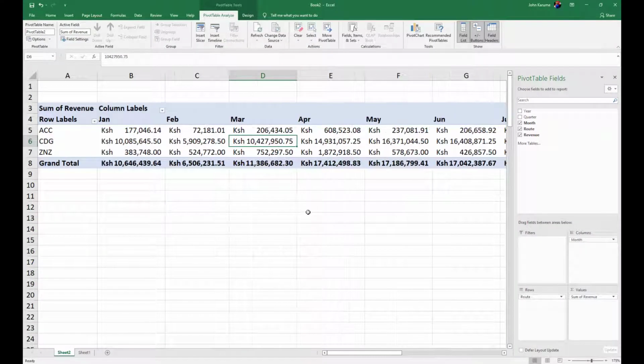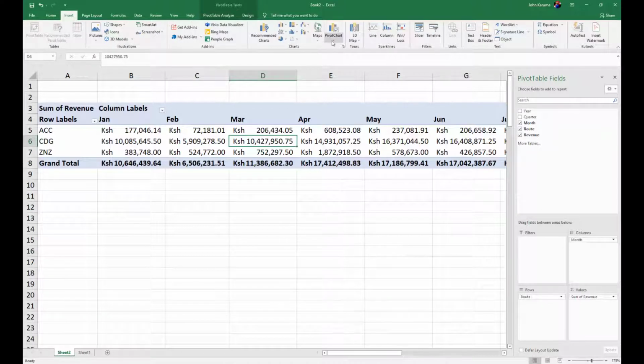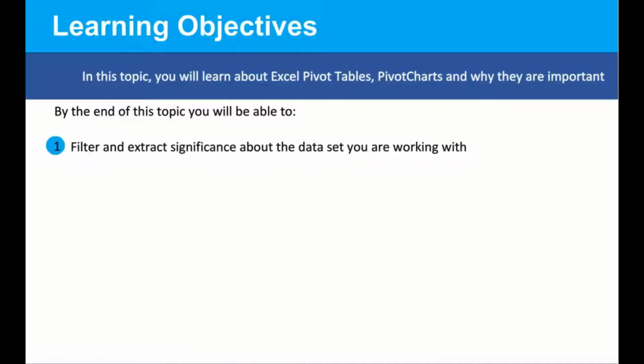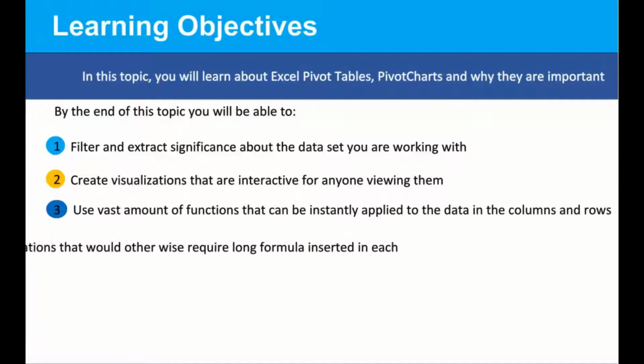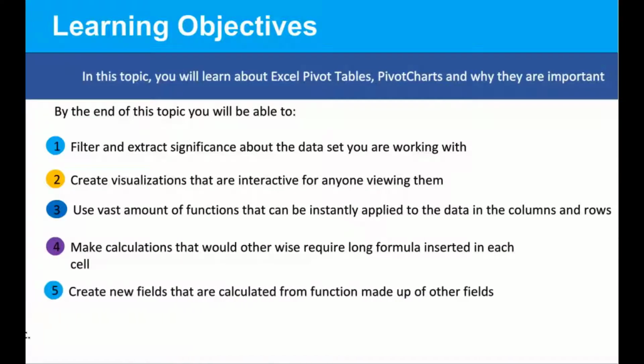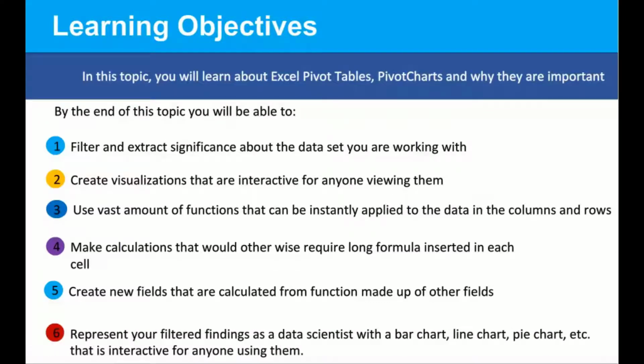A pivot table is a powerful tool to calculate, summarize, and analyze data that lets you see comparisons, patterns, and trends in your data. Pivot tables work a little bit differently depending on what platform you are using to run Excel. By the end of this topic, you will be able to filter and extract significance about the data set you are working with, create visualizations that are interactive for anyone viewing them, use a vast amount of functions that can be instantly applied to the data in the columns and rows, make calculations that would otherwise require long formulas inserted in each cell, create new fields that are calculated from functions made up of other fields.